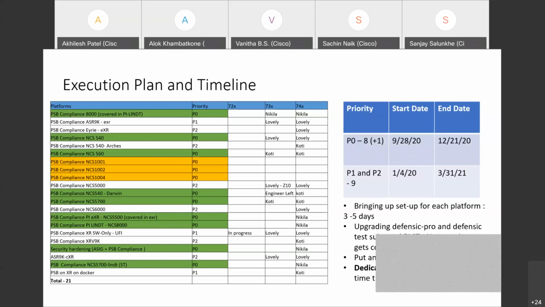Vanita, yeah. These are the POCs for 73X and 74X: Nikhil, Lovely, and Koti. Look at 74X, 73X. I put it for the test team so that they roll off logically from 73X. Yeah, these are the POCs from the satellite partner team.